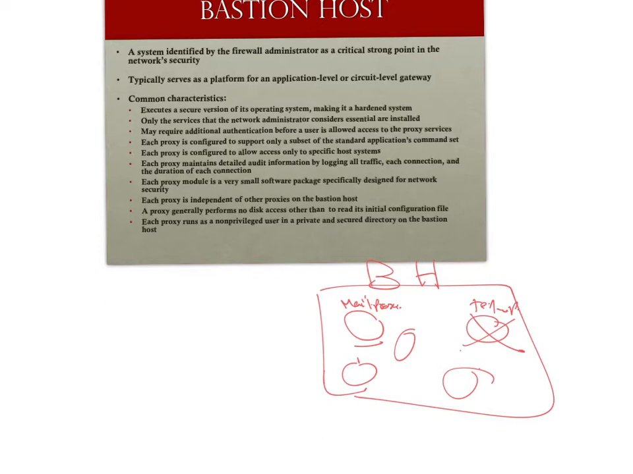So these are all characteristics of this type of host-based firewall, or what we call the bastion host, okay? Each proxy runs as an unprivileged user. So usually, as I said, the access privilege to access these proxies is very, very limited, except for the administrator, of course.